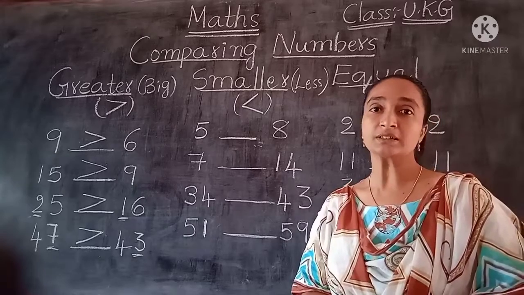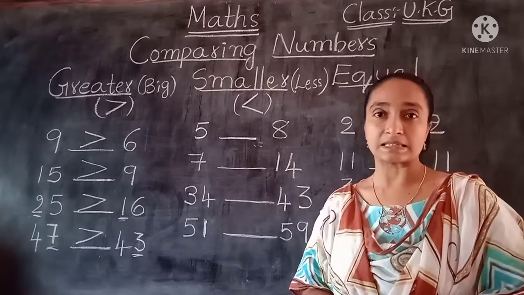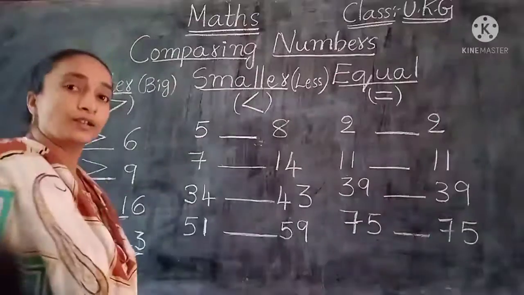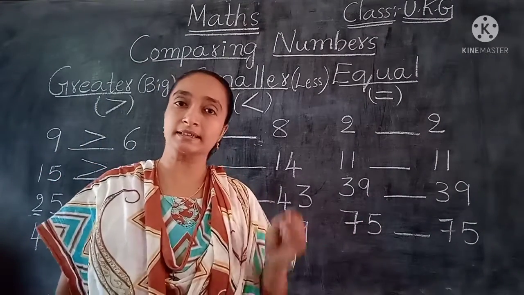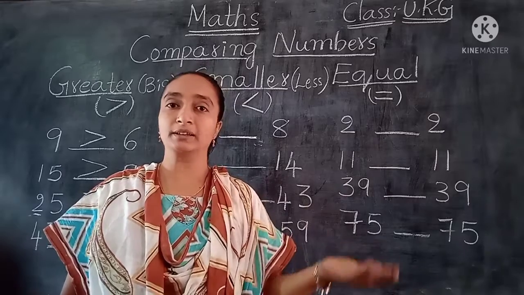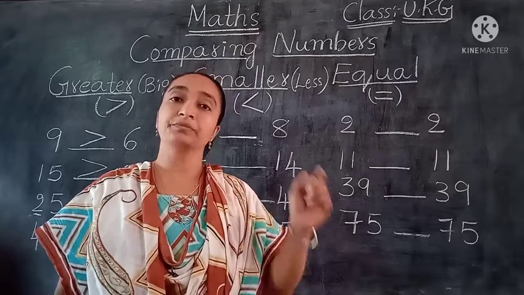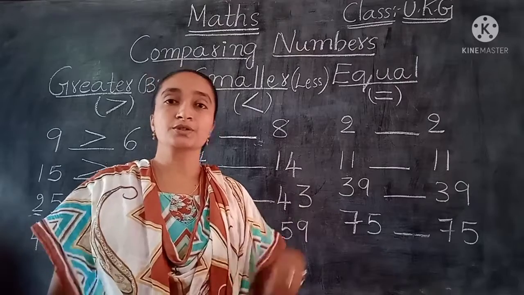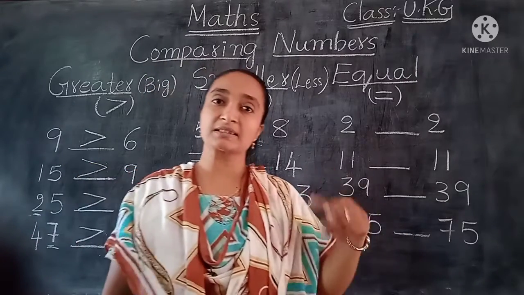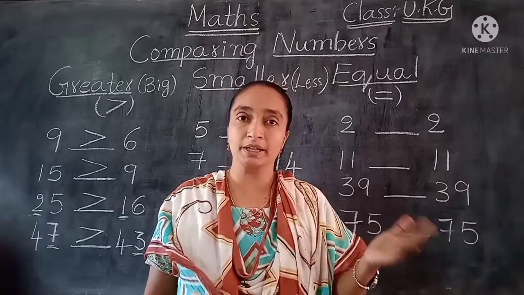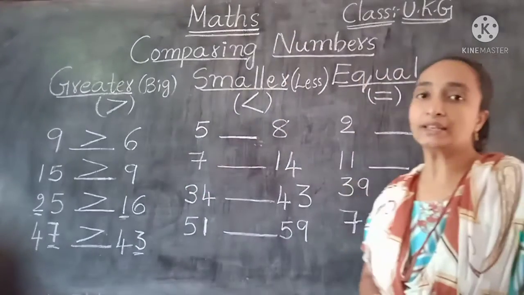So let us see, children, the another topic, that is smaller, that is less than. So children, let us see now the another topic that is less than. So greater than we have known, children. Now let us discuss about the less than, the smaller number. So how could we find out the smaller number? Yes, the same as the greater number, the bigger number. So here also we can find out the smaller number very easily.